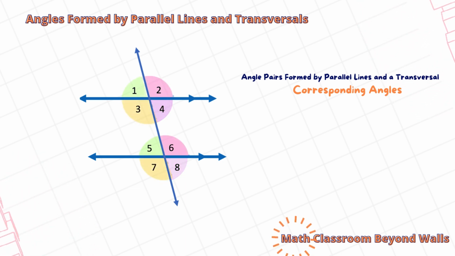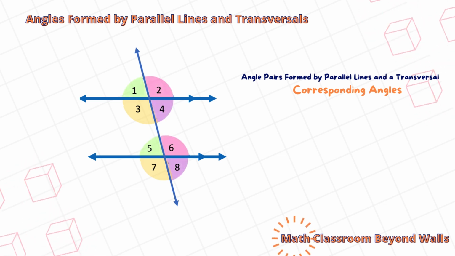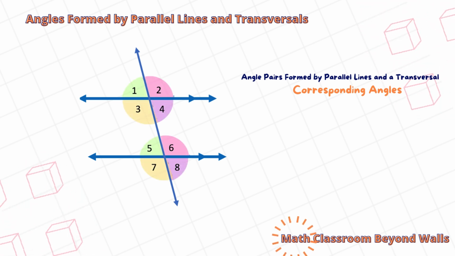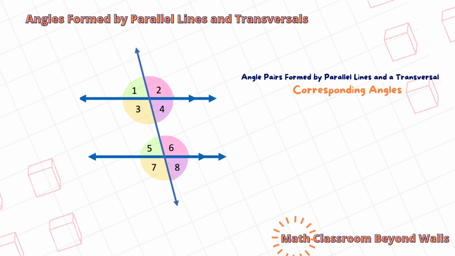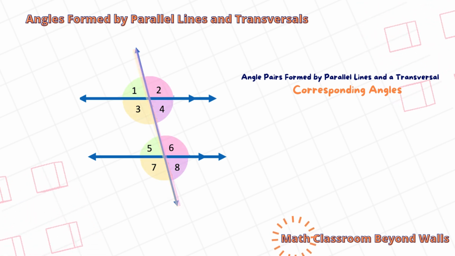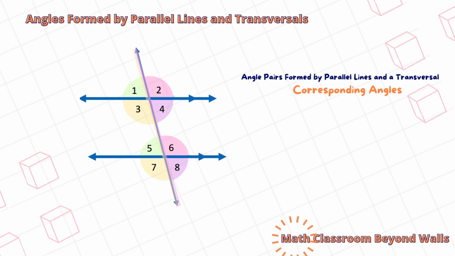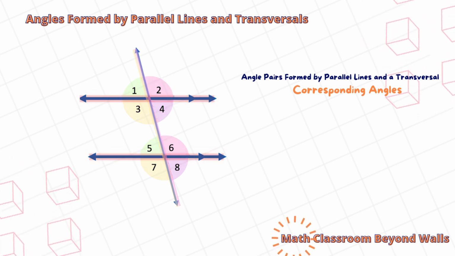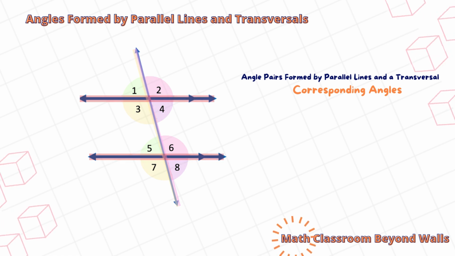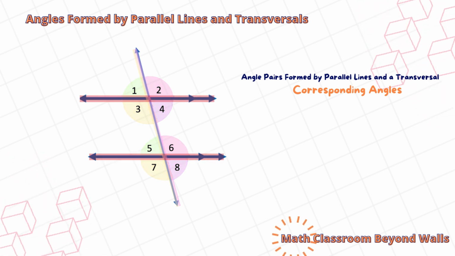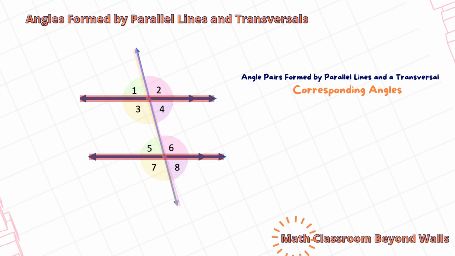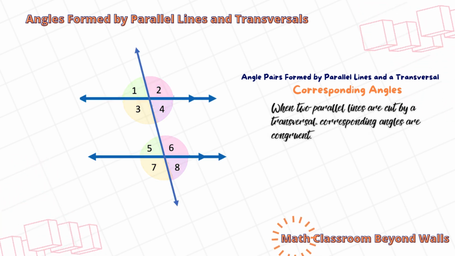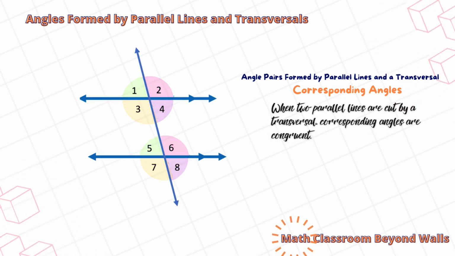Look at where they are located on the figure. This pair does not clearly indicate their location. They are on the same side of the transversal, but one is outside of the two parallel lines and the other one is inside. Take note, they are not adjacent. When lines are parallel, as in this case, we have these relationships.